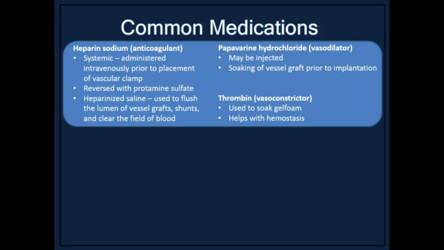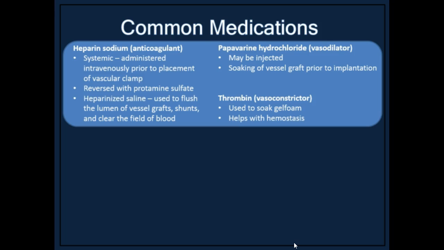Heparinized saline is used as an irrigation to flush the lumen of vessel grafts, shunts, and to clear the field of blood. Papaverine is a vasodilator and may be injected or may be used to soak an autologous vessel graft prior to implantation. Thrombin is a vasoconstrictor used to soak gel foam and help with hemostasis. As always, the accurate and immediate labeling of any fluid or medication used on the field is required.